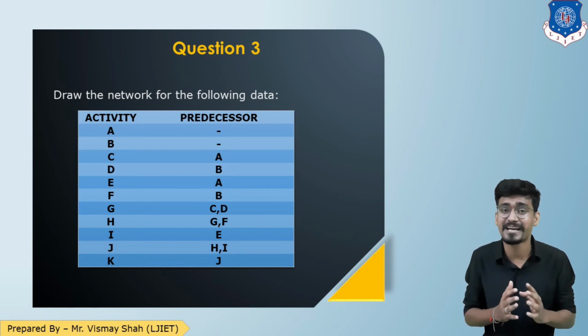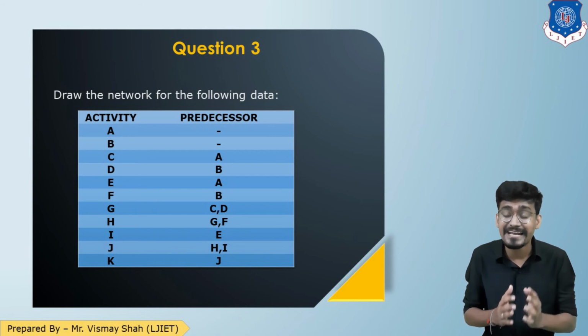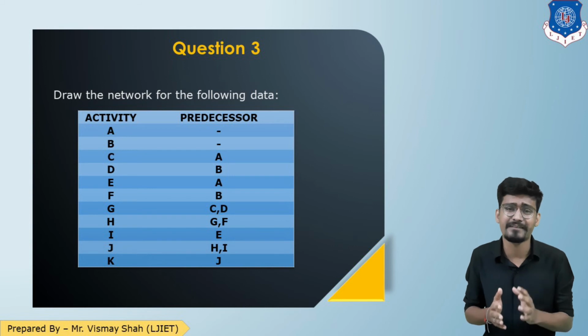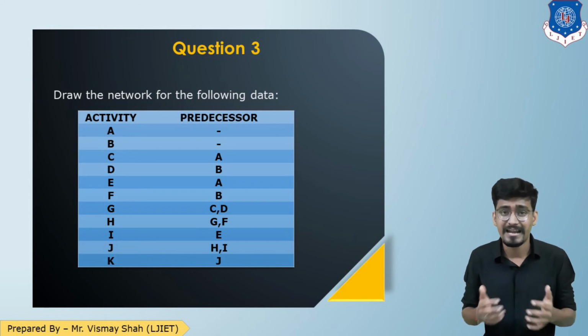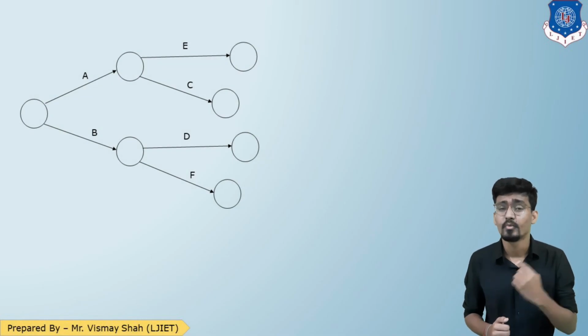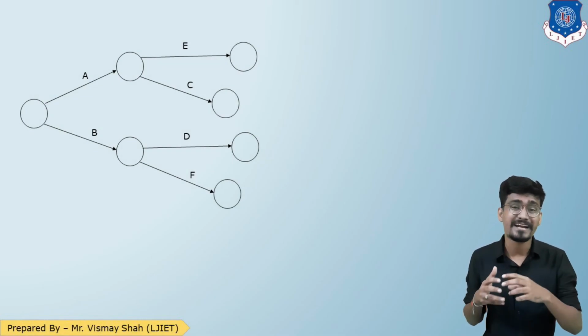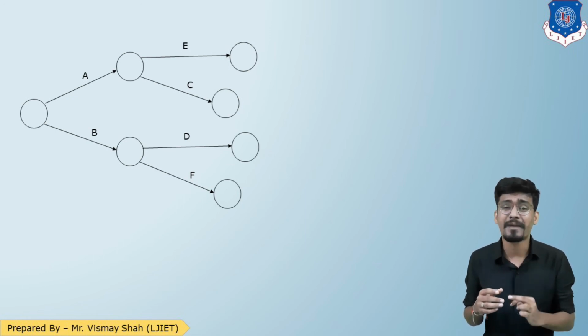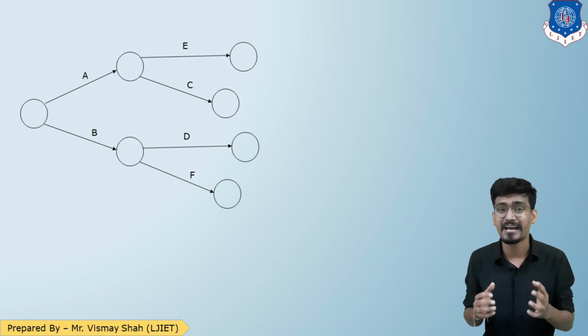are having predecessor A, and activity D and F are having predecessor B. So first we will represent C and E from activity A, and then we will represent D and F from activity B. Let us draw the network. So this is how we will represent it: from activity A, C and E are coming out, and from activity B, D and F are coming out.